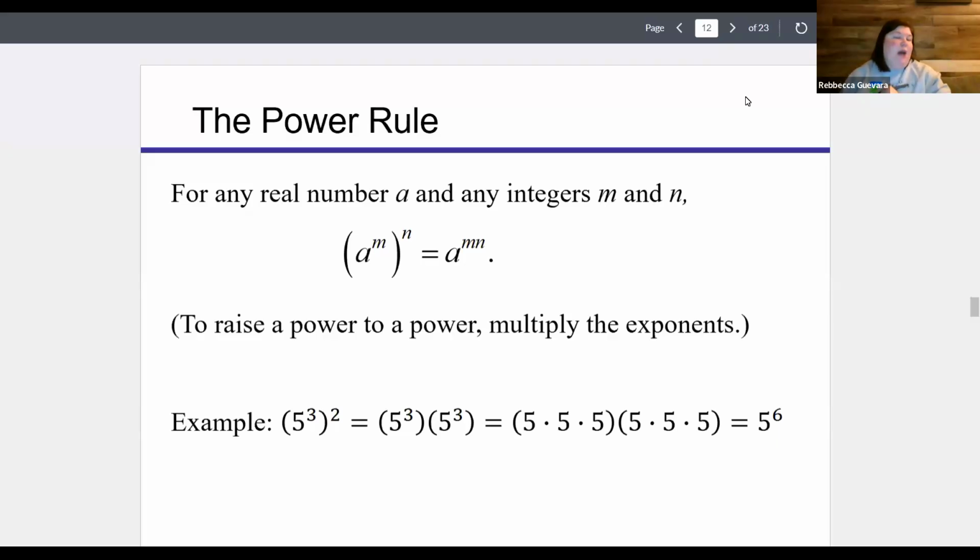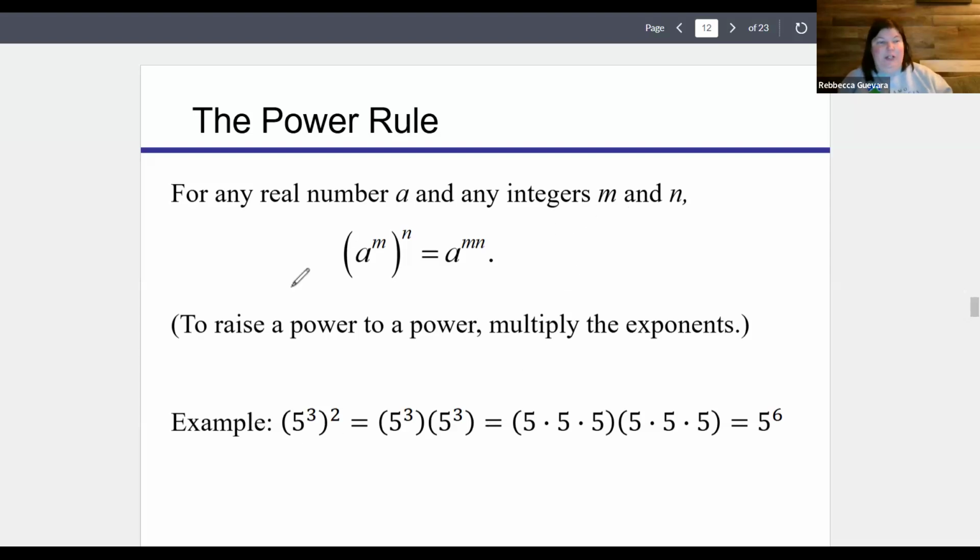So our next rule is the power rule. The power rule involves raising something with an exponent to another exponent, or a power to a power. For any real number a and any integers m and n, if I have a raised to the power of m, and then I raise that all to the power of n, then that is just a to the m times n.